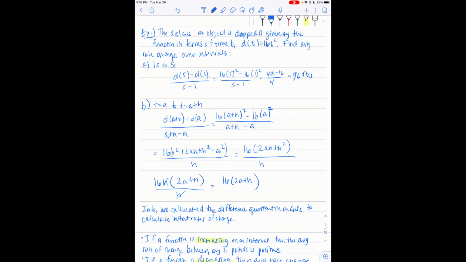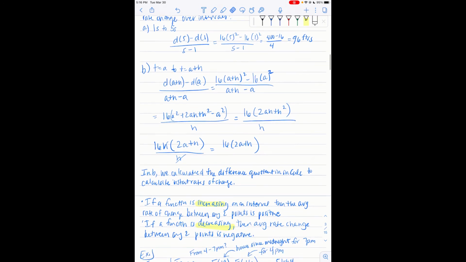And I can cancel the a squareds, so I get 16 times (2ah plus h squared) over h. I can factor out h now. I get 16h times (2a plus h), because we still have an h left over because it's squared. And then I can cancel the h from the numerator and the denominator. And then I'm left with 16 times (2a plus h).